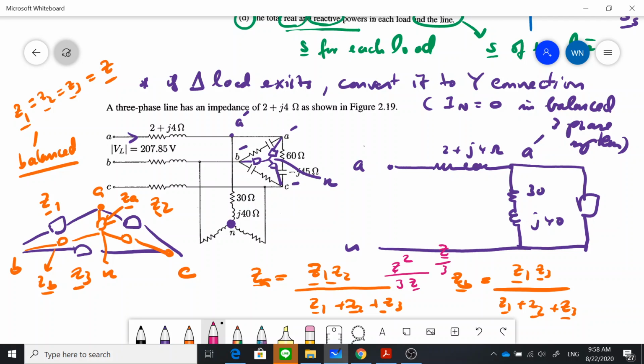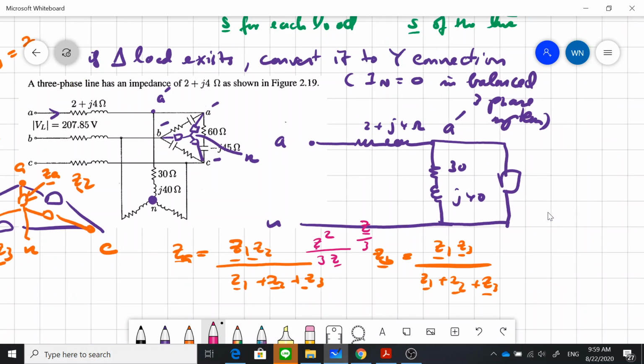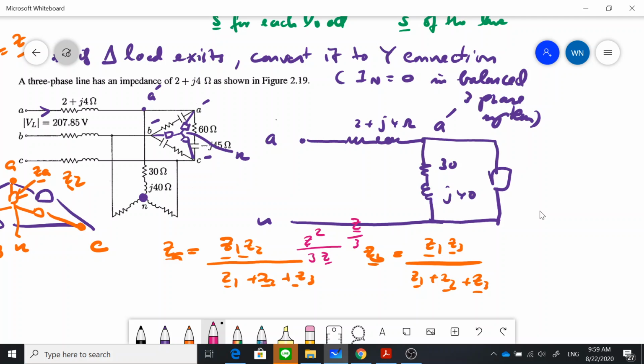So in summary, if it is a balanced delta connection and you want to transform the delta to the star connection, the impedance will be reduced by 3 times. For this case, you want to convert this 60 minus j45 into the star connection. The impedance in star connection becomes 3 times less than the delta connection. So this is 20 minus j15 ohms. Okay, 20 minus j15.